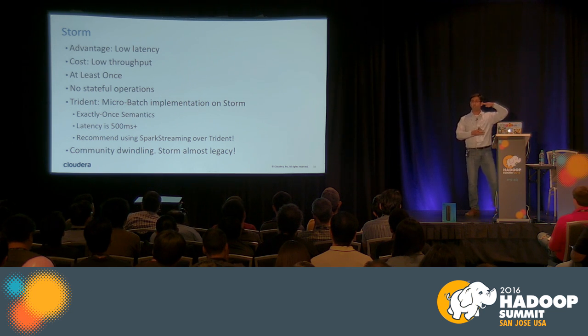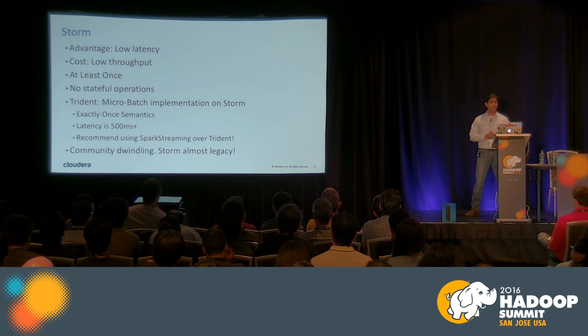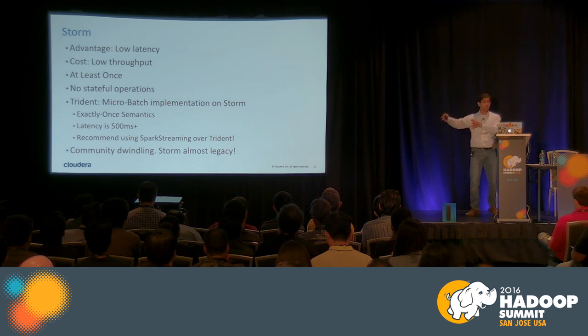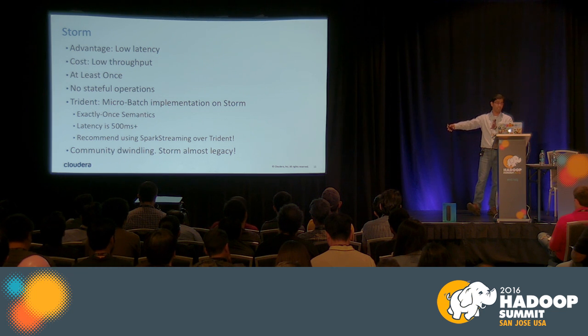Now, if you want exactly once processing semantics with Storm, and you want stateful operations and so forth, there is a project called Trident, which is built on top of Storm, which you can use. With Trident, you get exactly once semantics. It has a micro-batch architecture. So Trident and Spark Streaming both have a micro-batch architecture. And again, just a brief description of micro-batch architecture.